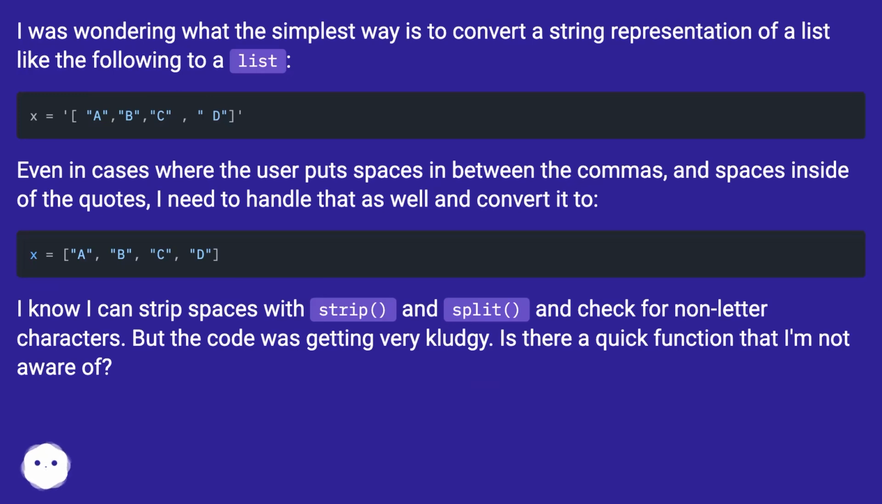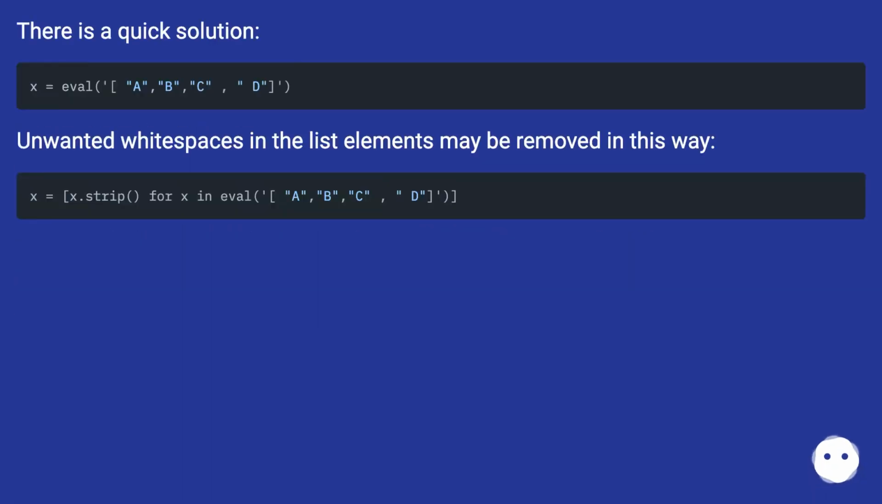I know I can strip spaces with strip and split and check for non-letter characters, but the code was getting very kludgy. Is there a quick function that I'm not aware of? There is a quick solution. Unwanted white spaces in the list elements may be removed in this way.